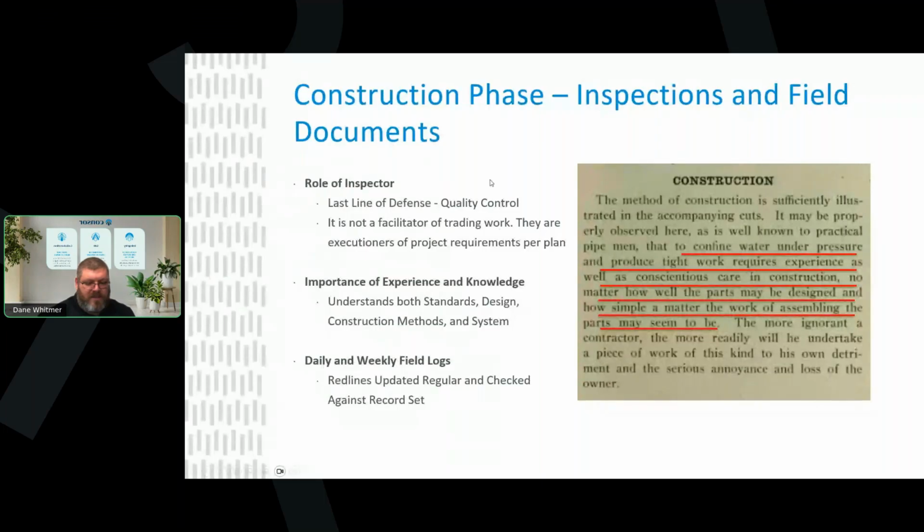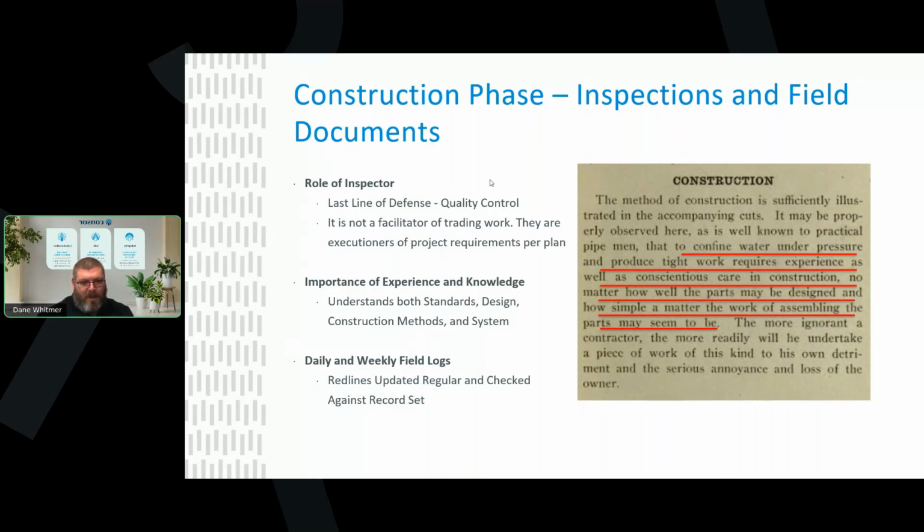So this little clip here that I have, this little quote, came from a 1911 manual for installing wood stave piping systems. It says, regardless, to confine water under pressure and produce tight work requires experience as well as conscientious care in construction, no matter how well the parts may be designed and how simple a matter the work of assembling the parts may seem to be.